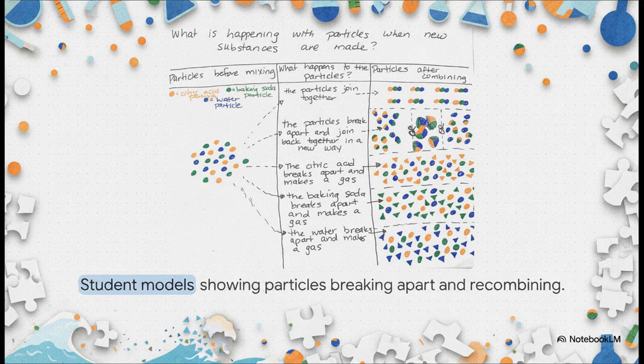And this brilliantly illustrates our puzzle. Looking at these actual models created by students who were trying to solve this exact mystery, on the left, you see the starting substances, the particles before mixing. Now, in the middle, they brainstormed what might be happening. Some thought, well, maybe the old particles just lumped together to make one giant new gas particle. But others had a completely different idea. What if they act like tiny puzzle pieces? What if the particles of the citric acid, or the baking soda, or the water actually break apart, and then those broken pieces snap back together in a totally new way to form the gas?